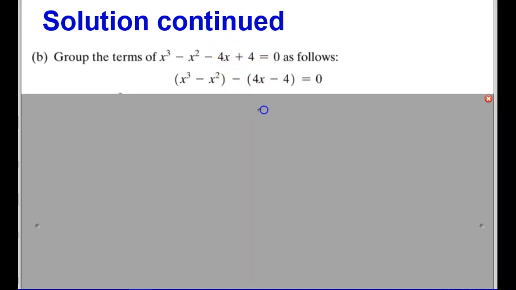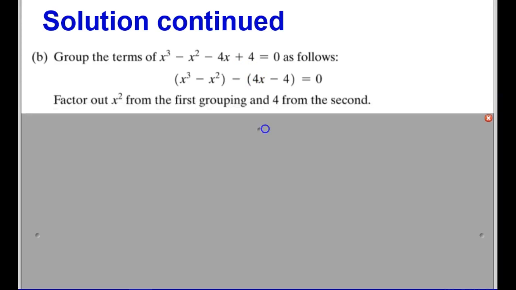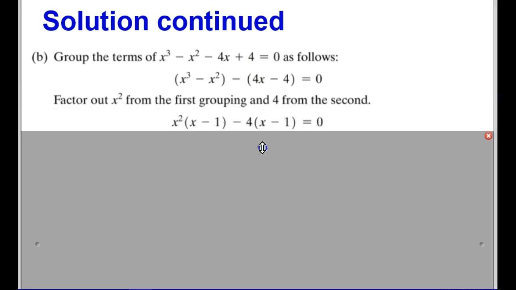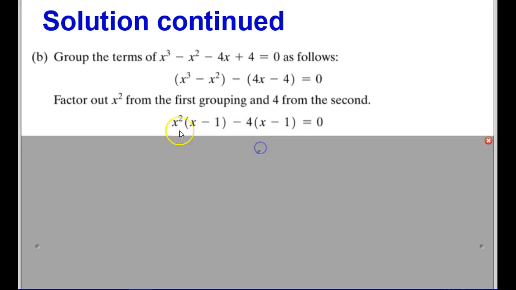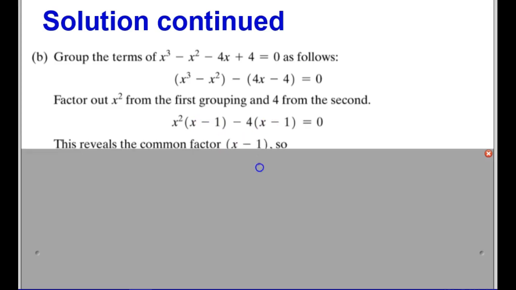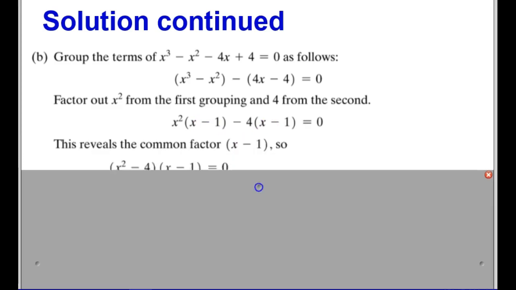So now that I have each set grouped, now I can factor out the things that are common in each of those groups. So I see I have x squared in both of these terms, and I have a 4 in both of these terms. And I went ahead and grouped them because I noticed I would end up with an (x minus 1) and an (x minus 1). If these two things inside your parentheses are different, then we know we need to go back and start again. But since here they're the same, I can go ahead and write out my common factor.